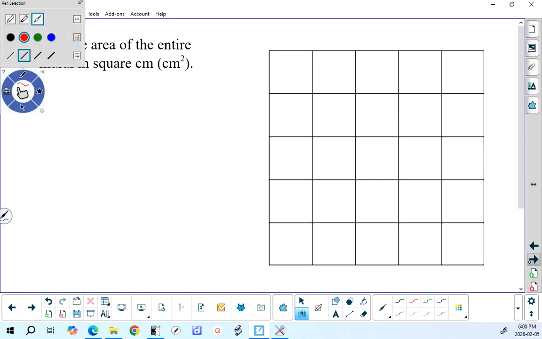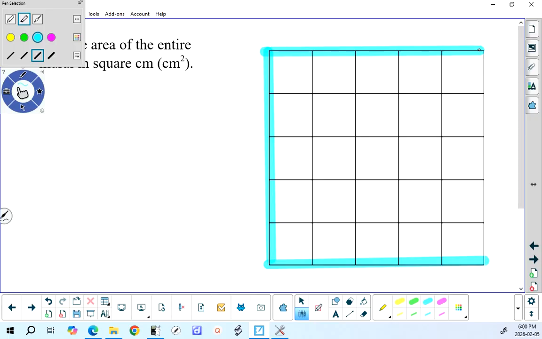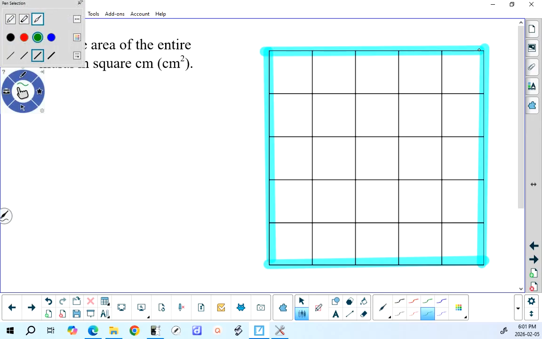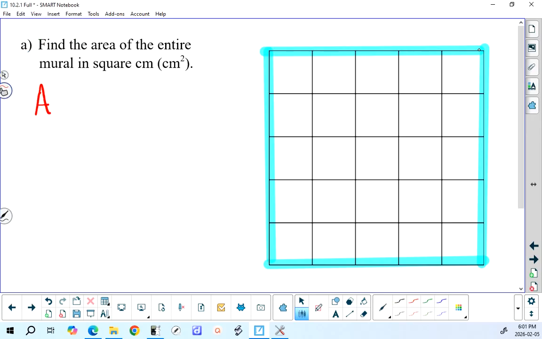So I'm going to point out to you that the entire mural is this entire square. And this shape is a square because it's composed of 5 squares across and 5 squares tall. This is what I mean by a basic area. A basic area in my mind is a rectangle, something where you just take the length times the width. And there could be the odd person out there going, well, this isn't a rectangle, it's a square. Well, it's both. A square is a rectangle. It's just a special type of rectangle.